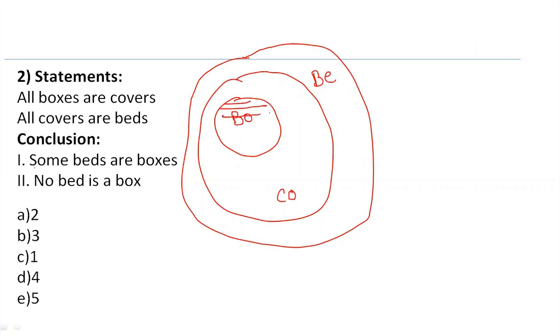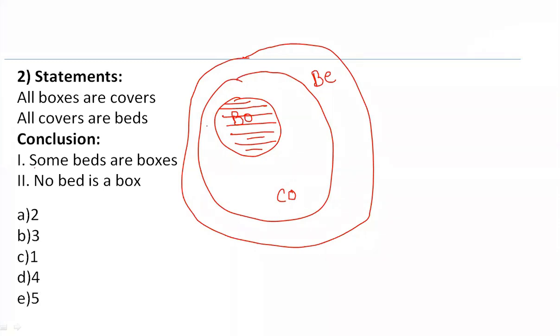The boxes circle is completely inside the bed circle overall if you see. That means there is some connection, some relation, or some intersection between boxes and beds. So some beds are boxes is correct. Whenever you see the statement some beds are boxes, please don't feel that the remaining beds are not boxes. You should not think about the negative sense when they're speaking about the positive sense. As I told you, it's all about your thought process. Whatever they are telling you, just concentrate on that. Don't think about the exactly opposite version of the conclusion.